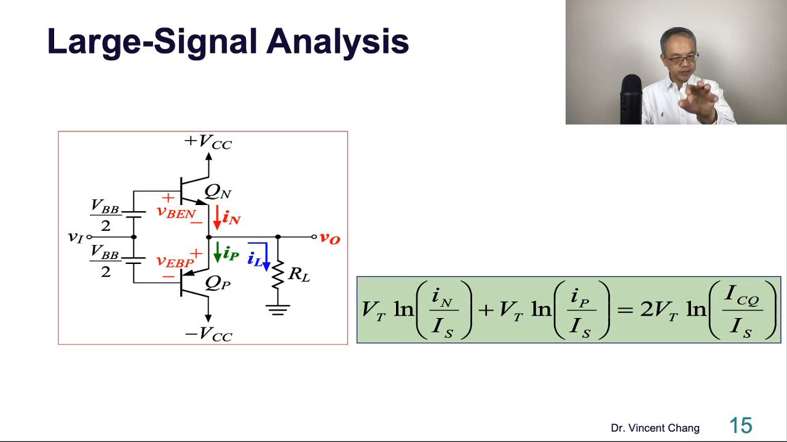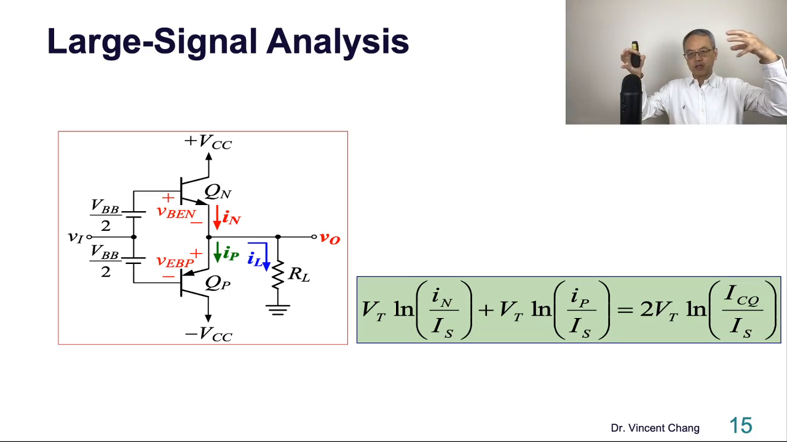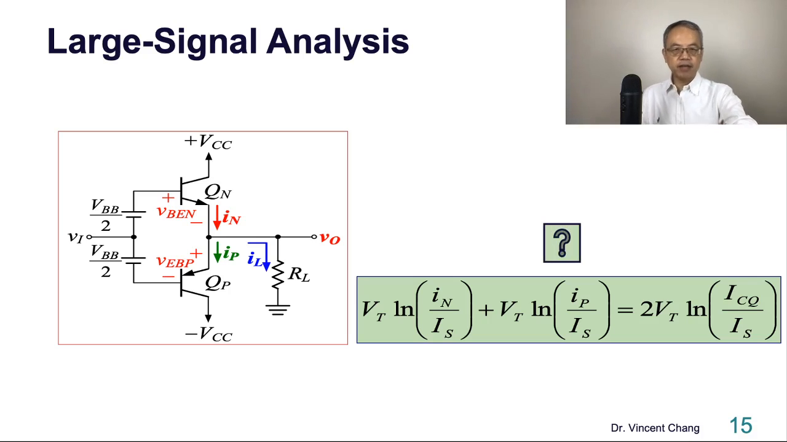So why did I put down this? To link IN, IP, and ICQ. Which governing equation governs, in any condition, in any circuit situation, the relationship between these three currents, IN, IP, and also ICQ, the quiescent bias current? Let's start with the 2 minutes break.